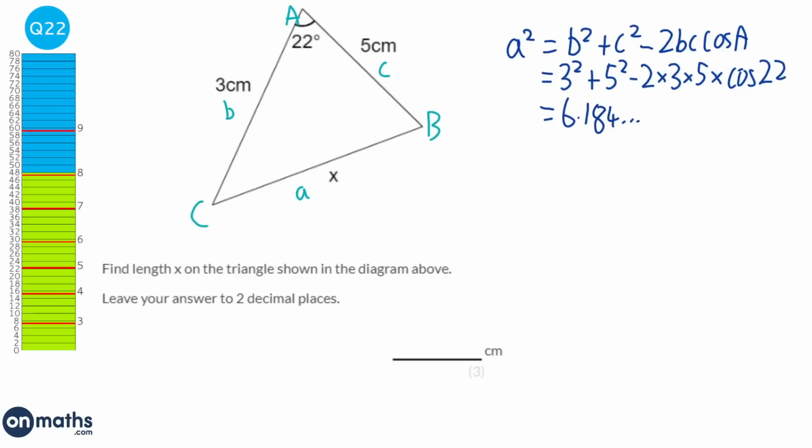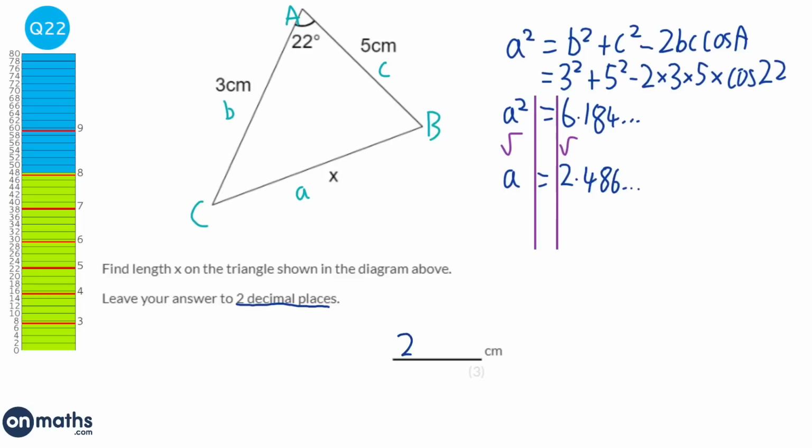And when you type that into the calculator, you get 6.184 blah blah blah. But that's what a squared is, so what we need to do now is just quickly solve that by square rooting both sides. And so we get a equals 2.486 blah blah blah. It says it wants its 2 decimal places, so that's going to be 2.49.